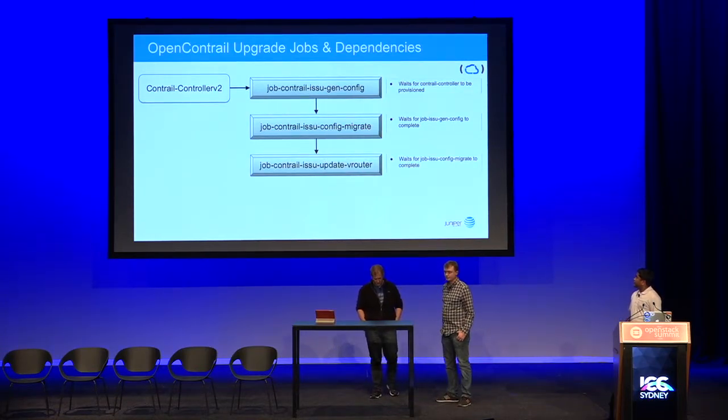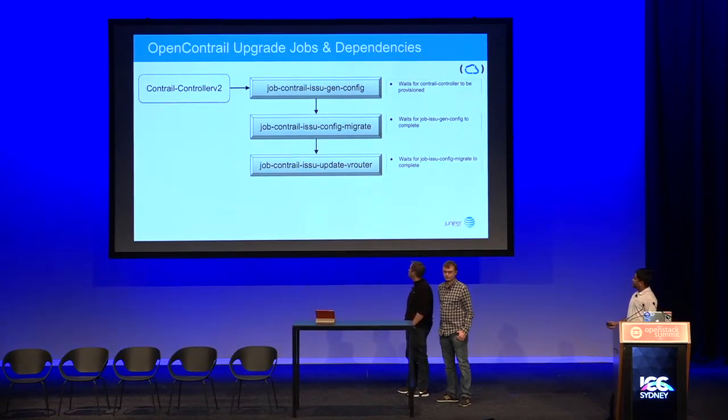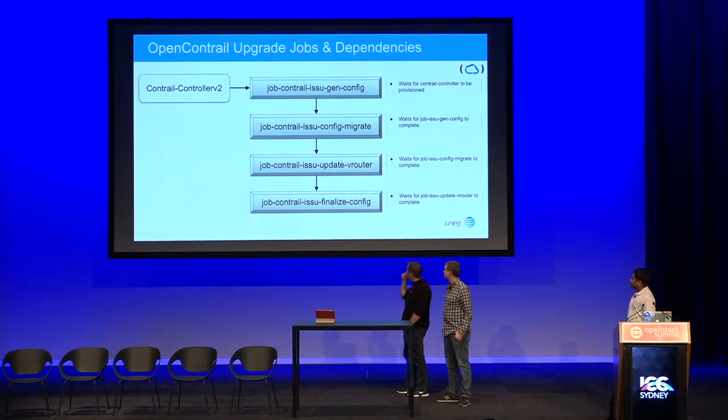So here, update vrouter job, it basically waits for migrate config to complete, and once it is successfully completed, it will instantiate itself. And the final job is the finalize config. So it basically waits for all the above jobs to complete, and then it will instantiate itself. So this is how you can resolve dependencies. What we have done is we have just used daemon sets and jobs to resolve the dependencies. What you can also do is you can introduce something like services. So you can wait for some endpoints to come up, and then you can trigger some pods or deployments using OpenStack-Helm.